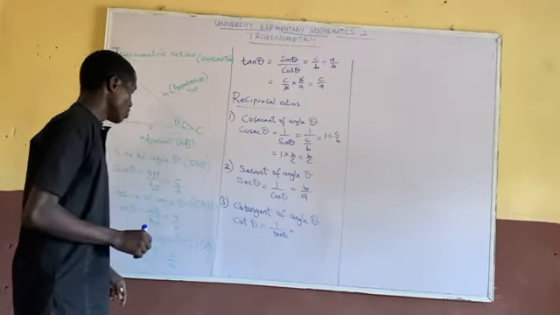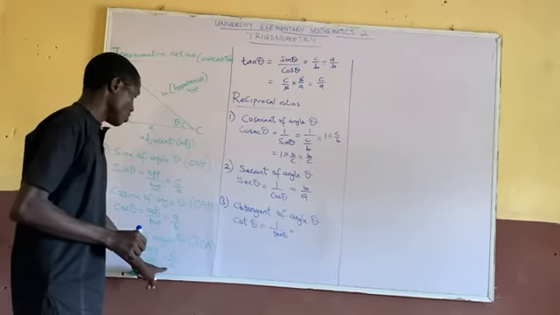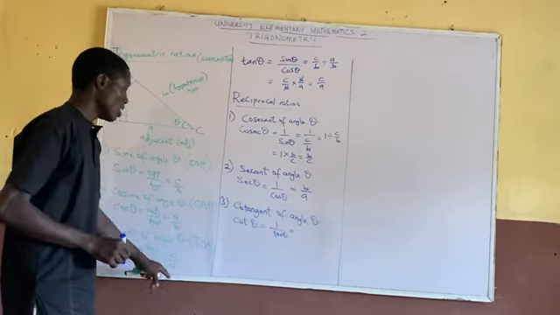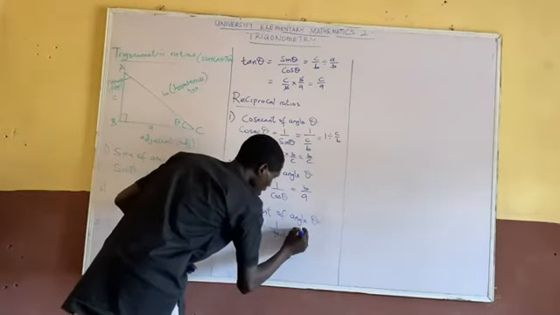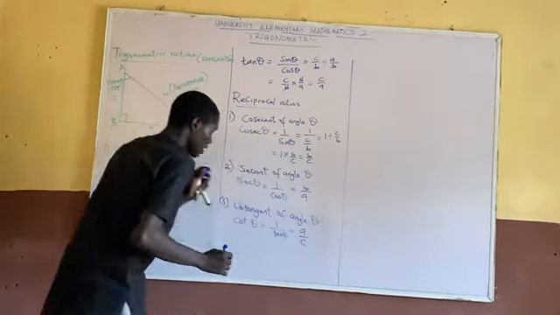And we know that tan theta is c over a. So when you find the reciprocal of tan theta, it is a all over c. So that's the first one.